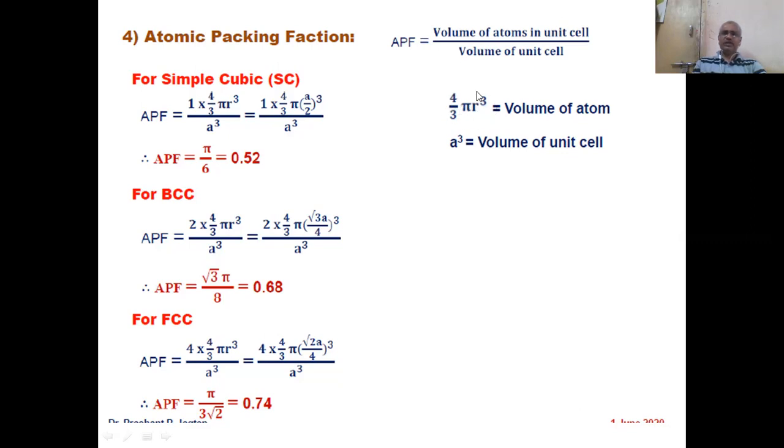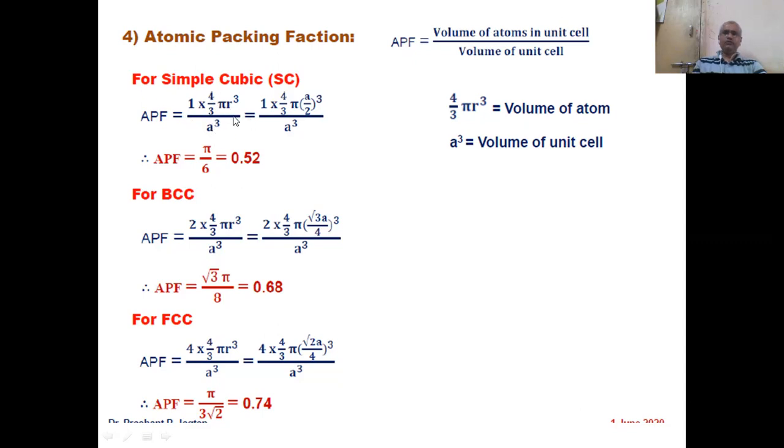This gives the volume of the atoms per unit cell. Now, in simple cubic there is only one atom per unit cell, that we have seen in the last lecture. Multiply this one by the volume of the atom, that is the volume of the sphere, 4/3 pi r cube. So, 4/3 pi r cube multiplied by 1 gives the volume of atoms in a unit cell, divided by a cube. A cube is the volume of the unit cell, right?